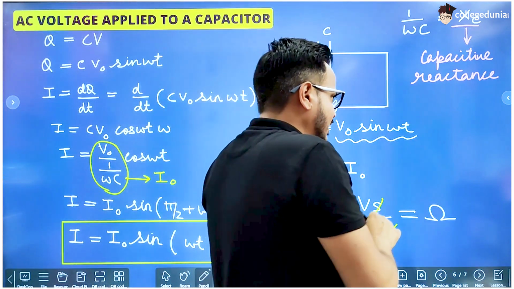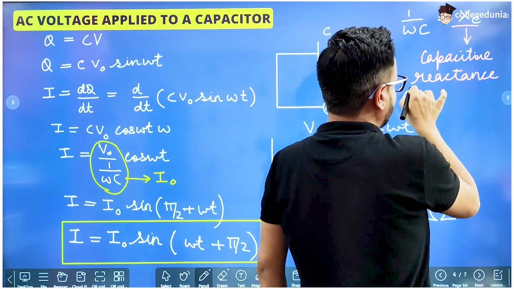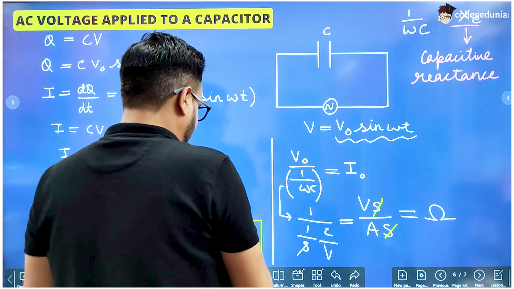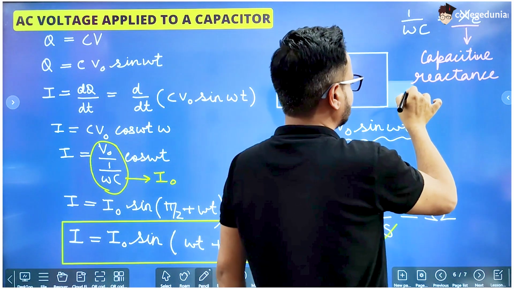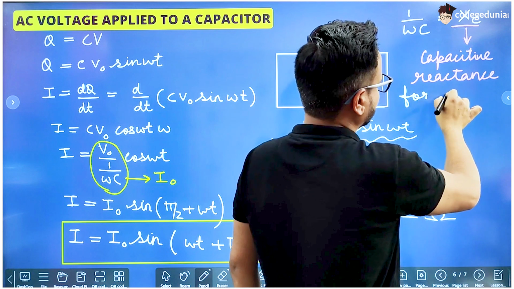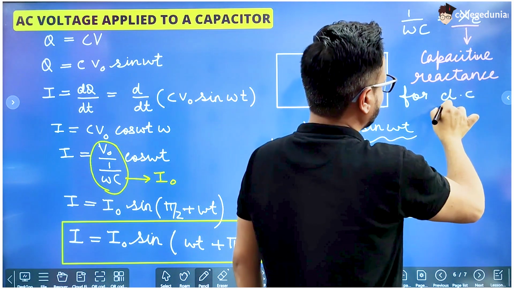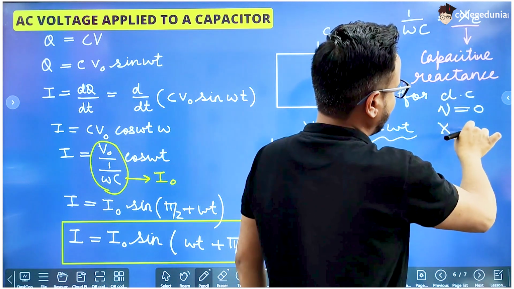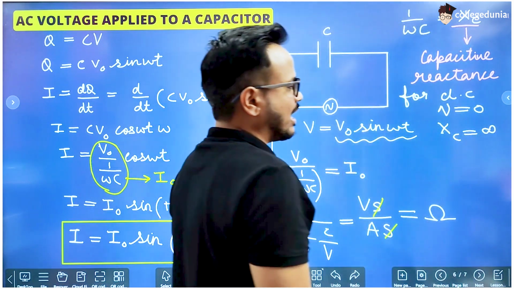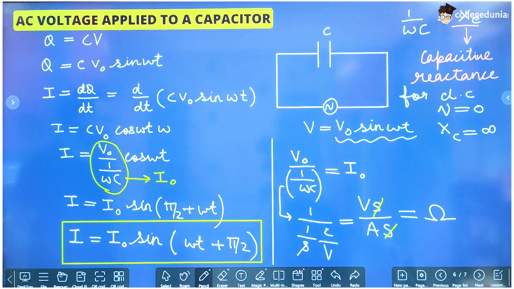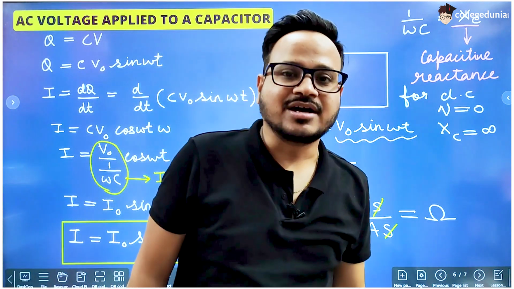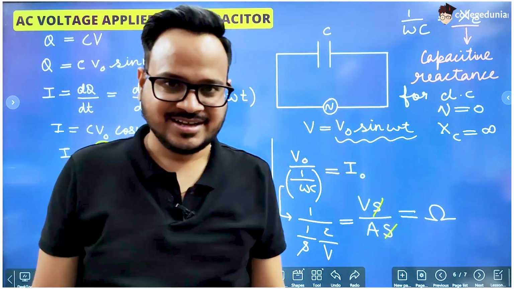So in case of DC, DC means direct current, right? For DC, since frequency is 0, so omega is 0, so we can say Xc is infinite, right? So a capacitor offers infinite resistance to the flow of direct current, which means a capacitor blocks direct current. A capacitor blocks direct current, right?